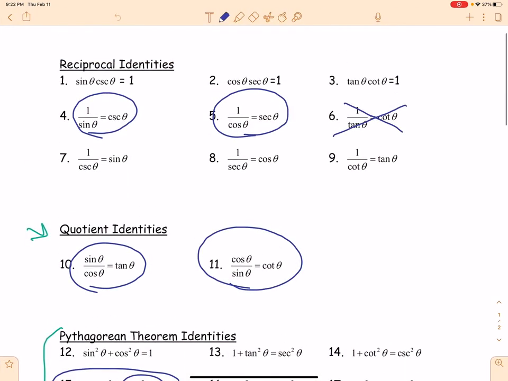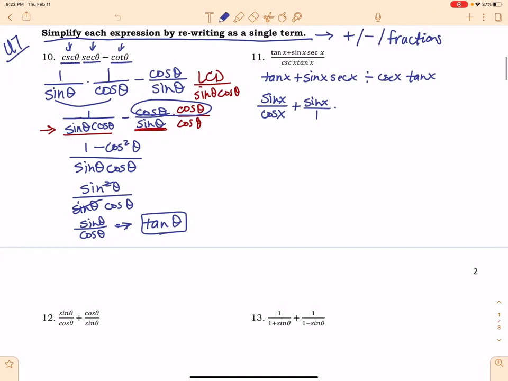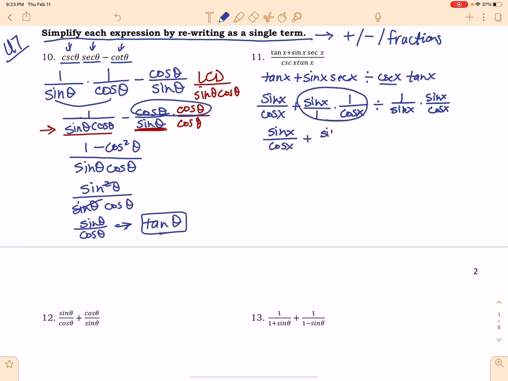Okay, I know that secant x equals 1 over cosine x. Divided by, I'm going to change cosecant to 1 over sine. And I'm going to change tangent to sine x over cosine x. And you'll see why I'm doing this. So the first thing I want to do, I've got sine x over cosine x, plus I'm going to multiply these together. It's easy peasy.